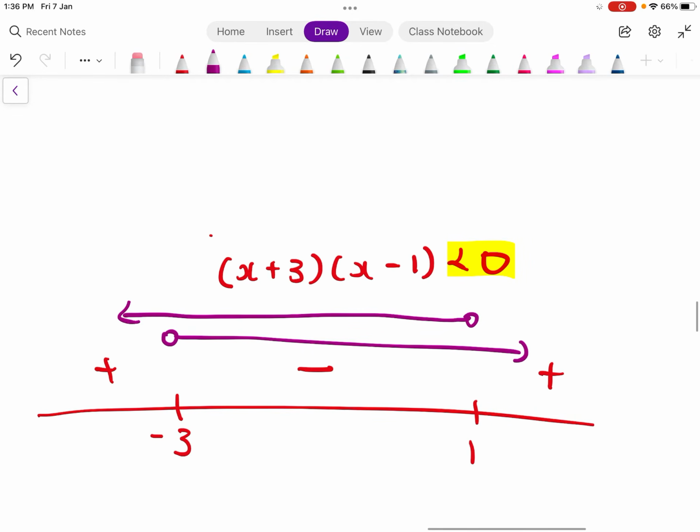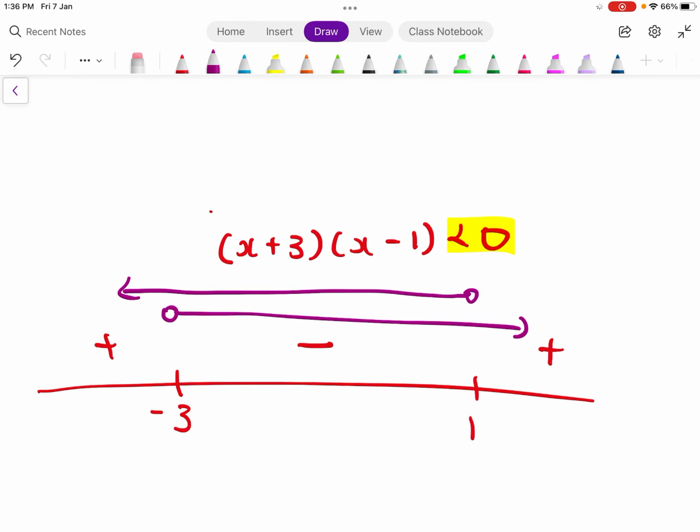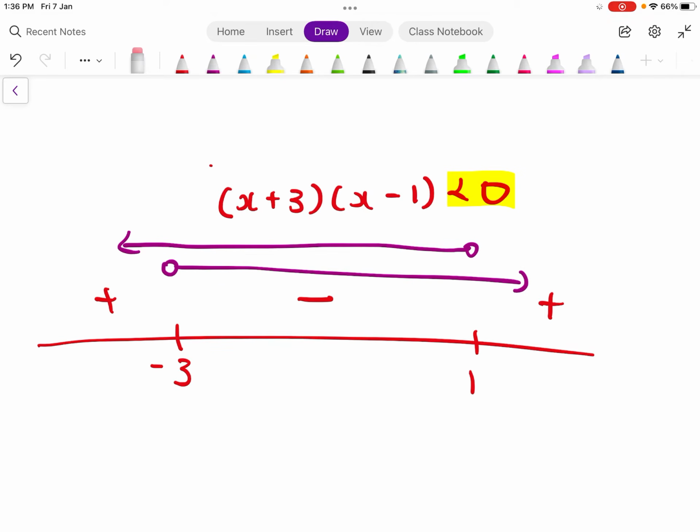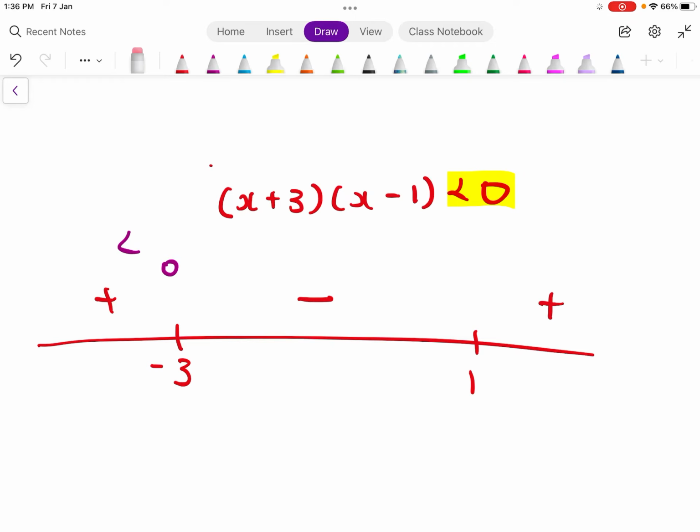Of course, normally we don't draw two arrows like this. We just draw something like this. This quadratic inequality must be together. So x is more than negative 3 but less than 1. This is how we use the number line to solve a quadratic inequality.